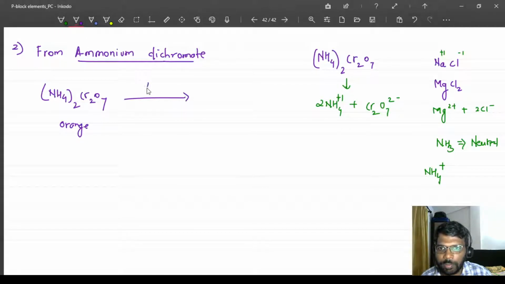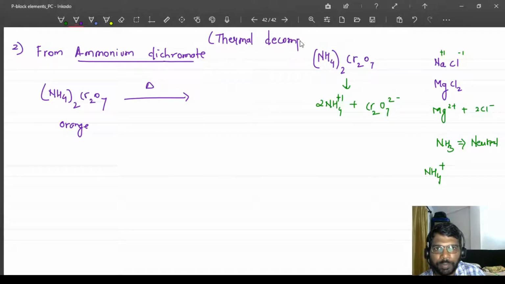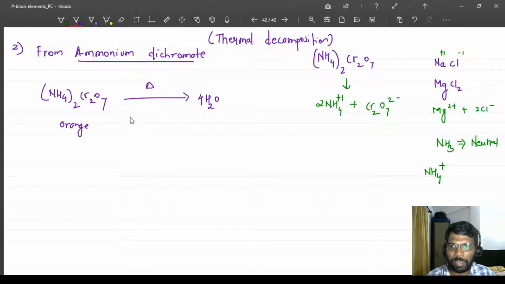If we heat this, this is called thermal decomposition. You can write it in brackets: thermal decomposition. Here also remove as many water molecules as possible, right? Here you can see that there are 8 hydrogens, so I can remove 4H2O. 8 hydrogens are gone and 4 oxygens.